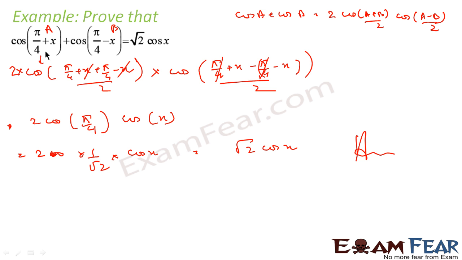We could have also used cos a plus b plus cos a minus b. We could have expanded this. In that case, we were supposed to assume this is equal to a and this is b, and that way also we could have got the answer.